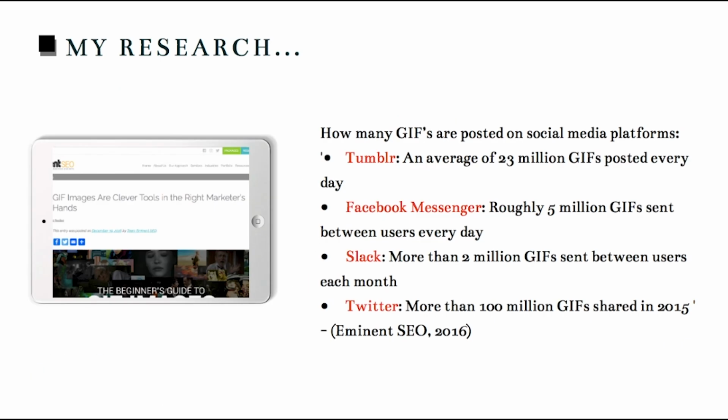I also found a website that explained how many times GIFs have been used on certain social media platforms. On Tumblr, an average of 23 million GIFs posted every day. Facebook Messenger, roughly 5 million GIFs sent between users every day. Slack, more than 2 million GIFs sent between users each month. And Twitter, more than 100 million GIFs shared in 2015. And this website was written in 2016, so it'll probably be ever increasing to this day.